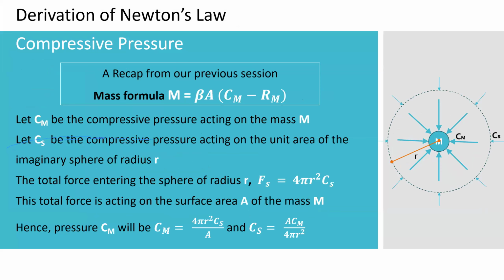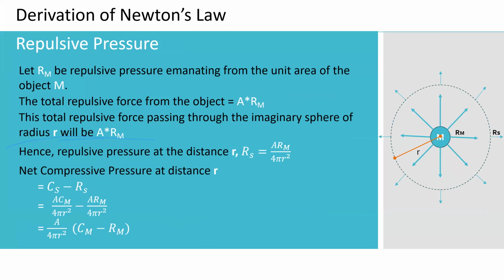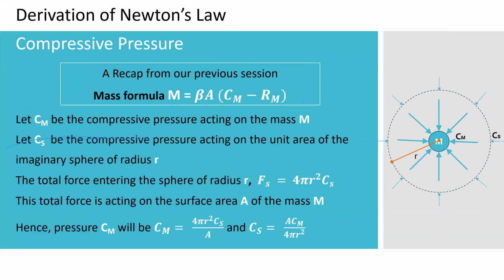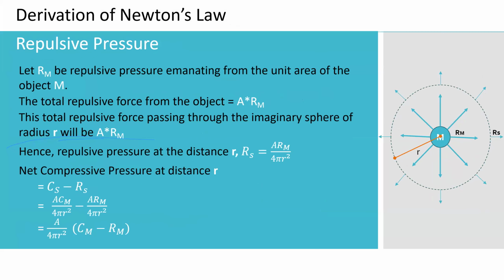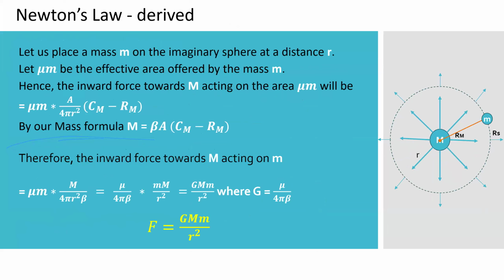Sir, I will explain. This is the compressive pressure, with 4 pi r square as the imaginary sphere, and secondly the repulsive pressure, and the third one is we are trying to keep a mass small m on a point over the imaginary sphere. Now the question is we are talking about the effective area offered by the small mass m. That is a unit area.